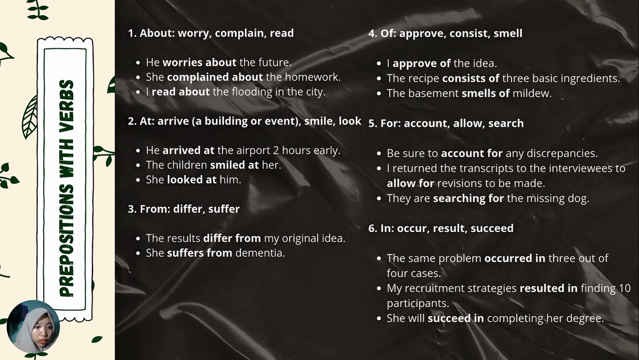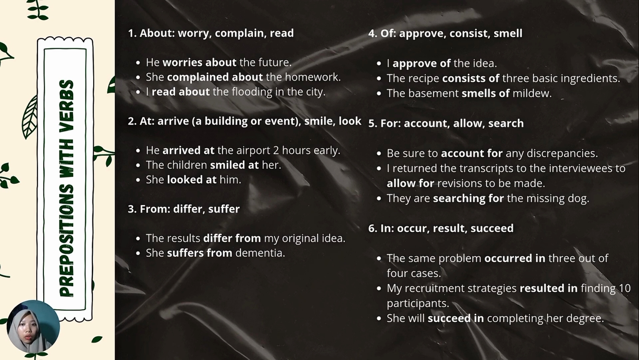3. From is used with differ and suffer. The result differs from the rest. She suffers from dementia. 4. Of is used with approve, consist, and smell. I approve of the idea. The recipe consists of the basic ingredients. The basement smells of mildew.